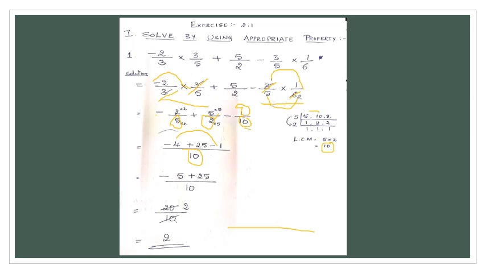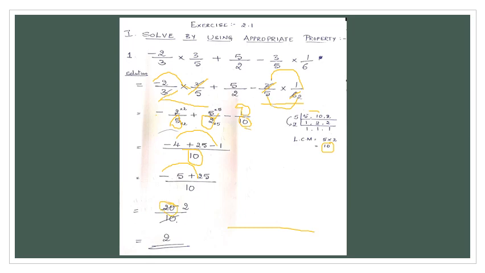Children, here observe the minus 5 and plus 25. In front of 5, minus is there; in front of 25, plus symbol is there. There are opposite symbols in front of the numbers. So if opposite signs are there, we want to subtract the two numbers. Here 25 is the greater number. Let us subtract 5 from 25. 25 minus 5 means we will obtain the difference as 20.